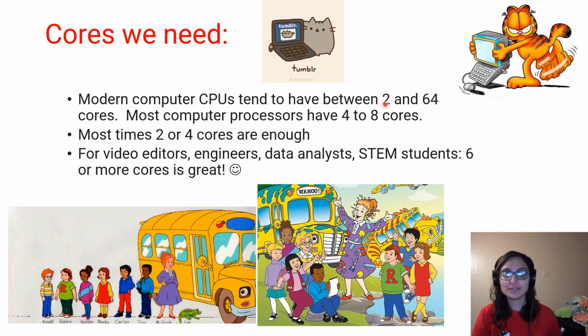So computers usually are 2 to 64 cores, but modern computer processors are usually 4 to 8. But I recommend more cores, especially if you're doing high video editing, a lot of frames per second, lots of intensive work, many programs open, lots of computations, and I do recommend this.